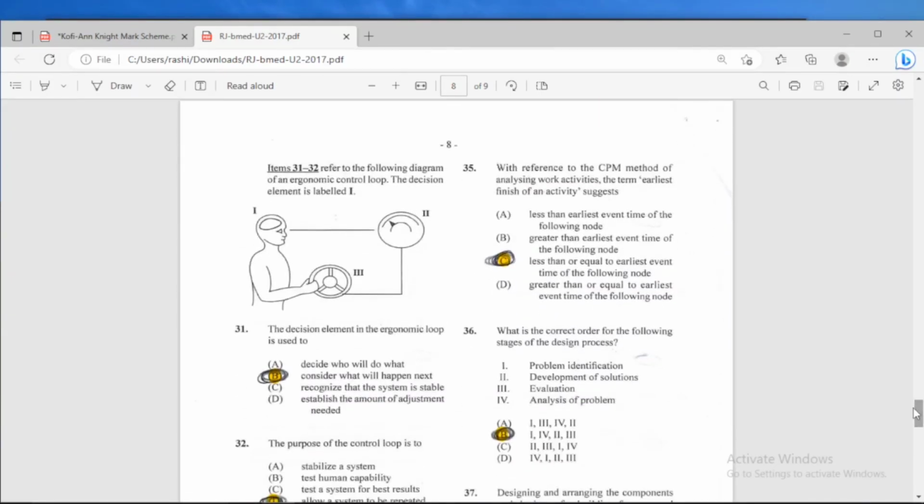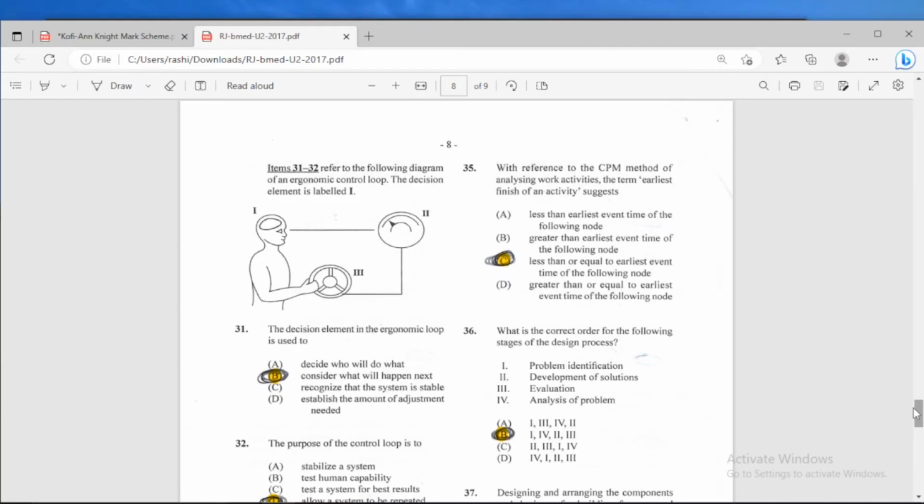Number 35. With reference to the CPM method of analyzing work activities, which is the critical path method, the term earliest finish of an activity suggests, is it A, less than earliest event time of the following node, greater than earliest event time of the following node, less than or equal to earliest event time of the following node, or greater than or equal to earliest event time of the following node? So here the answer would be less than or equal to earliest event time of the following node.